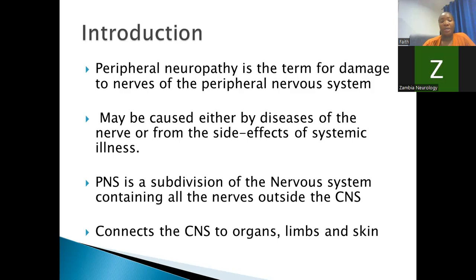So we know that when we are dividing this nervous system, its broad division is into the central nervous system, which is made of the brain and the spinal cord. And then we have a component of the nervous system that is outside the central nervous system, and this is what is referred to as the peripheral nervous system. And it largely consists of nerves that connect the central nervous system to various organs of the body, limbs, as well as the skin.